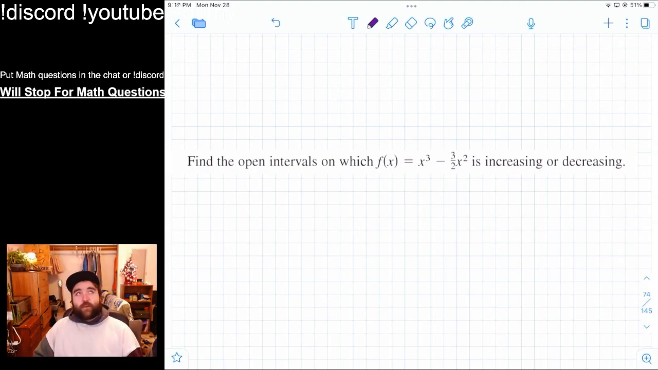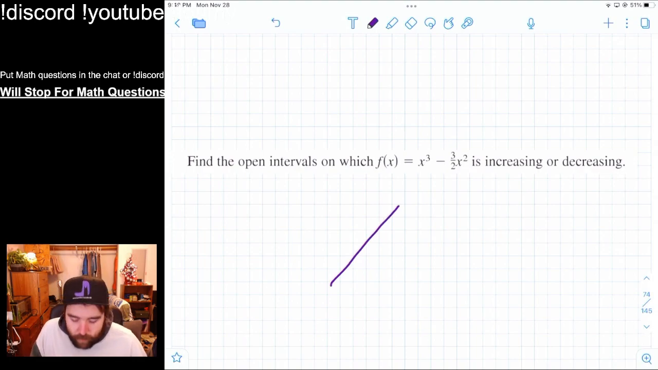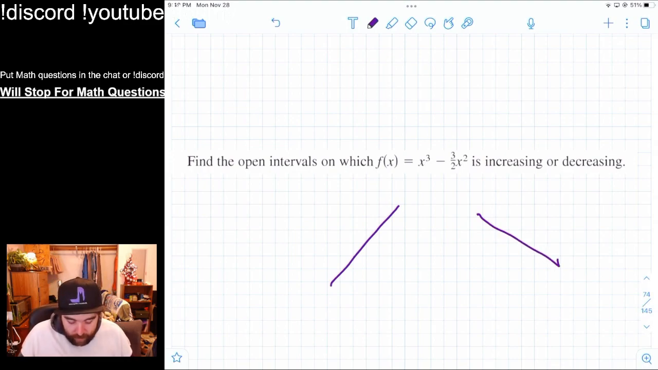increasing or decreasing. So when you're trying to think about when stuff is increasing or decreasing, think about what it means when it's increasing or decreasing. If it's increasing, it looks like that, right? Remember, you're always looking left to right on these graphs. So if it's increasing, it looks something like that. If it's decreasing, it looks something like that. And so you think about the slopes, or you think about the derivative, which is the slope.